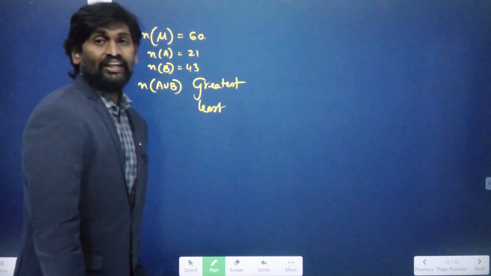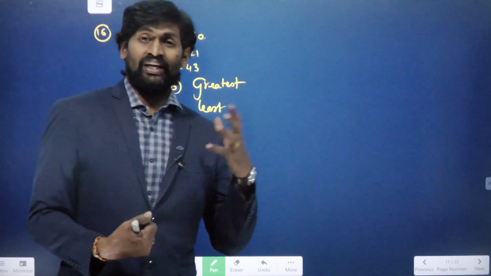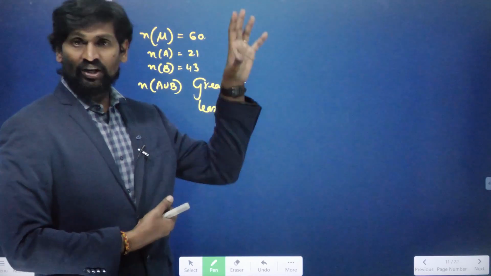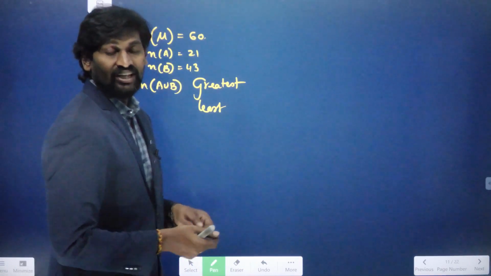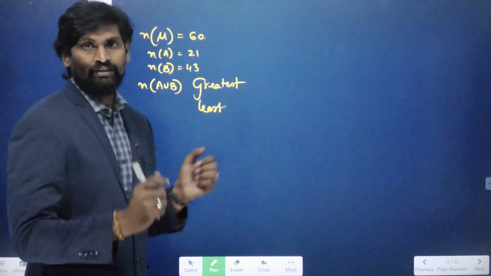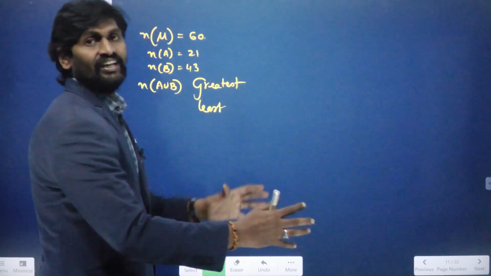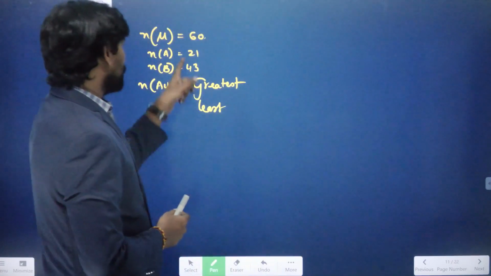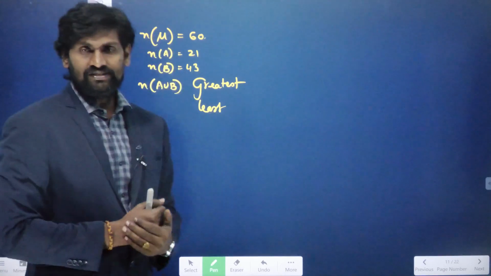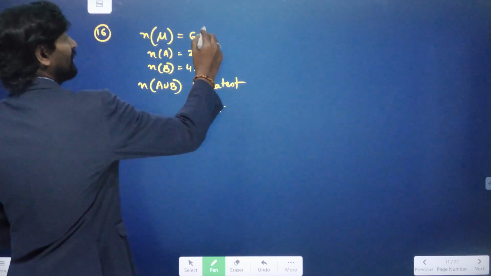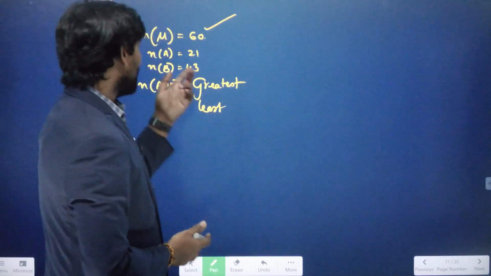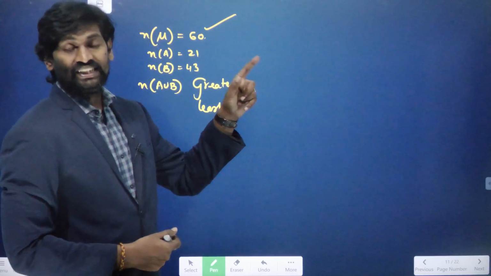For example, for A union B, the maximum number of elements will come when A and B have the most different elements. Then A and B having the greatest value means all elements of set A and set B together, so set A and set B are not having any common elements. Then we write all elements in set A, all elements in set B together. That means 21 plus 43, nothing but 64 elements. But actually, the 64 elements we are not able to take, because here the universal set is also given. N of u is nothing but the set of all elements, total elements 60 only. But while adding here, we are getting 64. 64 we are not able to take.